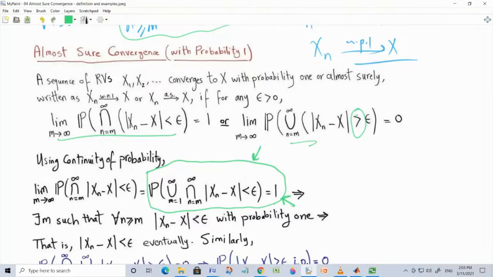So there exists an m. Okay, so you can read it like this. There is a union here, there is an intersection there, and then there is this event in which the distance between x_n and x is less than any arbitrary positive number epsilon. Okay, so we can read it like this.